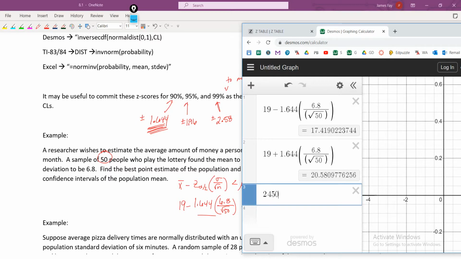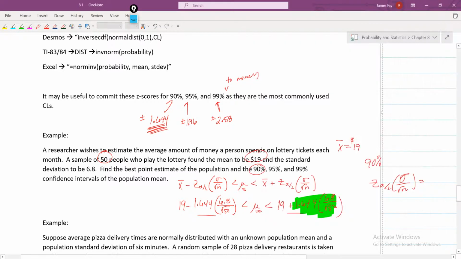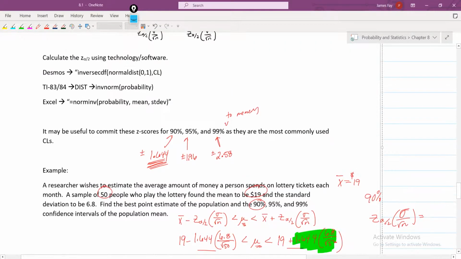2,450 times. So we take 2,450 different samples of 50 people. What this 90% confidence level is saying is that 90% of those, so 0.9, of those 2,450 different samples, 2,205 of them would have their mean fall between those two numbers, or inside those two numbers. So that's maybe a little bit of an introduction for developing confidence intervals.